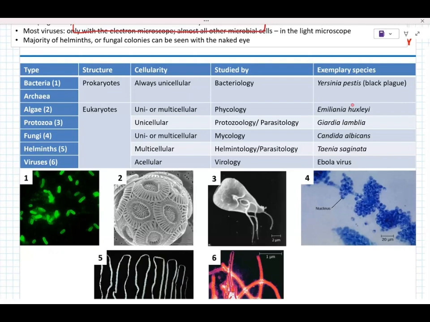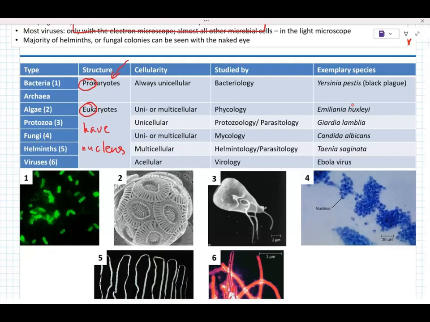So first of all, we can describe microorganisms as being pro- or eukaryotic, okay? You may remember that eukaryotes have a nucleus and membrane-bound organelles, while prokaryotes do not. Clear? No? Okay.